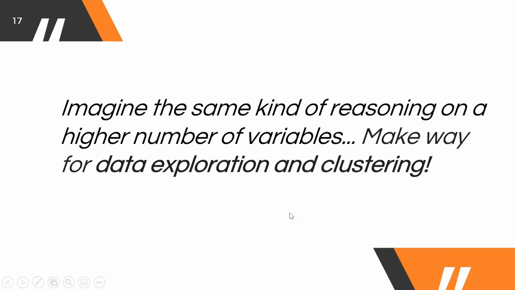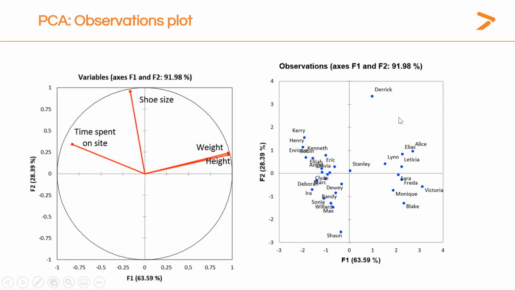And this kind of reasoning was generalized in data exploration, which was the topic of the second webinar, in which I presented tools which allow to summarize the information from wide data sets in very simple charts, in few charts. So we've talked about what we call PCA, or principal component analysis. This principal component analysis summarizes the information of 4 different variables: time spent on site, shoe size, weight, and height. We've seen that to interpret the link between two variables, we should check the angle that separates them.